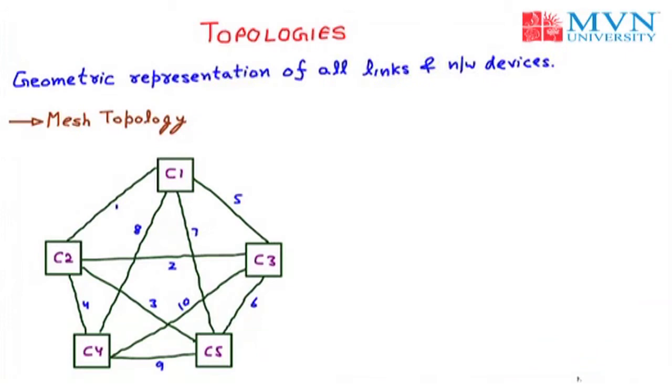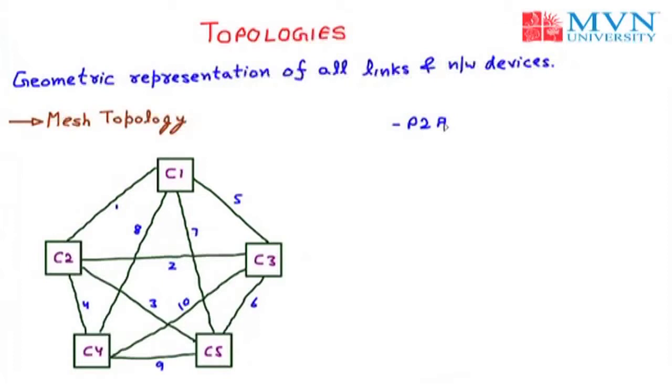Now with the mesh topology, we have a specific feature, that is point-to-point communication. Point-to-point communication is also called unicast. That means there is one sender and one receiver at the same time. They can communicate with each other, 2 PCs at the same time. That is called point-to-point.